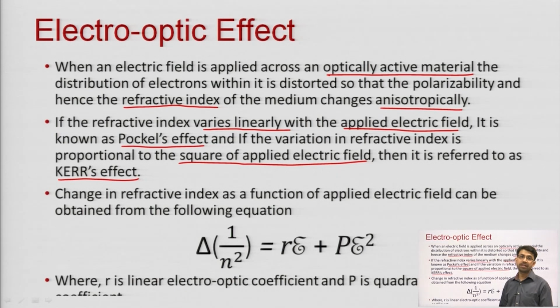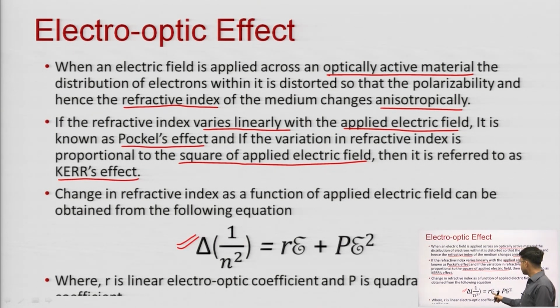When the refractive index changes linearly, it is called Pockels effect, and when the change in refractive index is proportional to the square of the applied electric field, then it is called Kerr's effect. So, change in refractive index can be given by this equation.